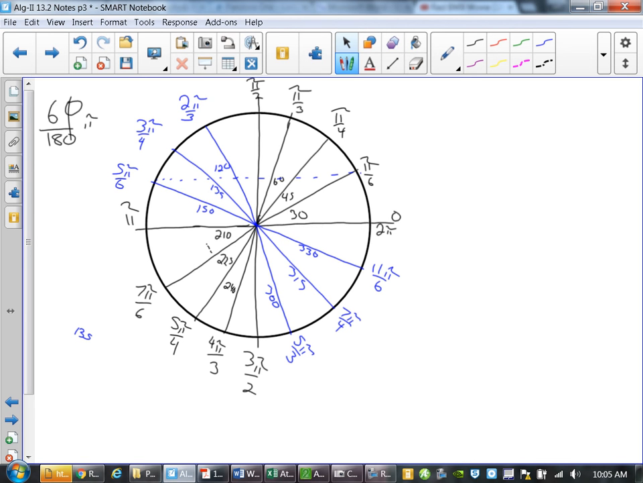Or, if you want to go the other way, if this is 2 pi here, this would be 12/6, subtract 1. This would be 8/4, subtract 1. This would be 6/3, subtract 1. That's the whole point of building those through.